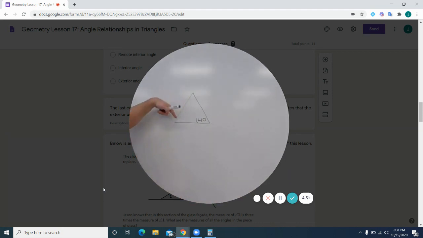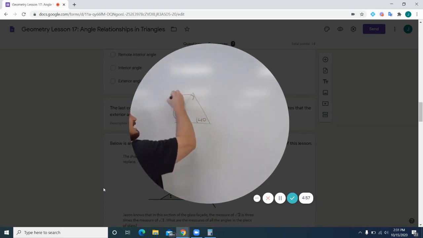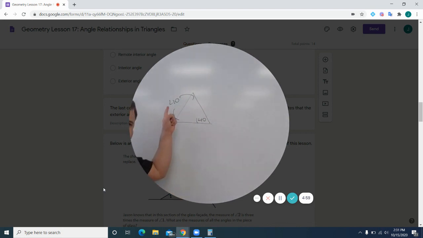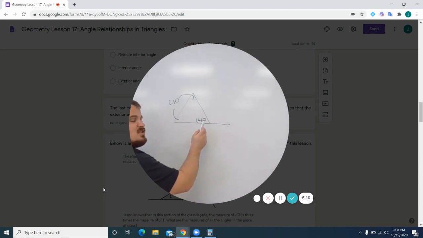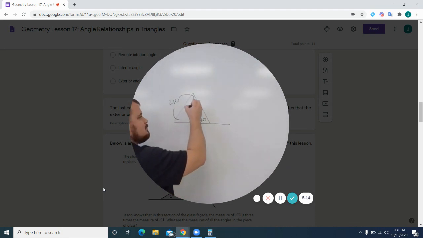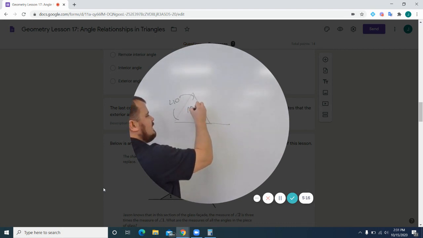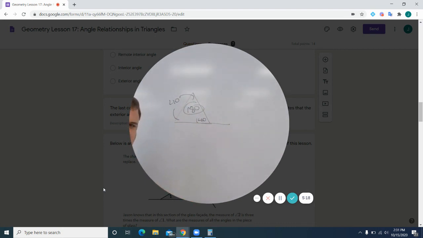What do these two have to add up to? Remember, all the angles in a triangle have to add up to 180. So together, these have to be 40. That way they add up with 140 to make 180. It could be 10 and 30. It could be 20 and 20. It could be 35 and 5. But the point is that if this is 140, then it's going to combine with the other two angles to get 180, because all of the angles in a triangle have to make 180.